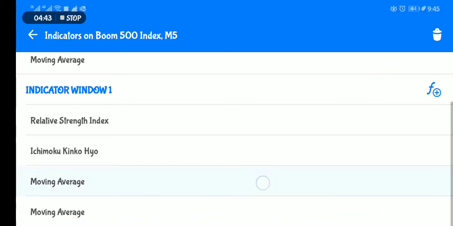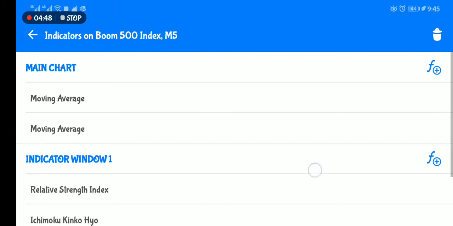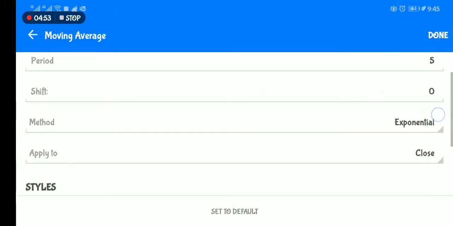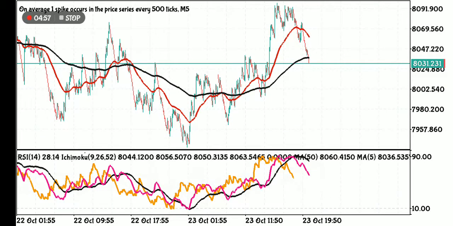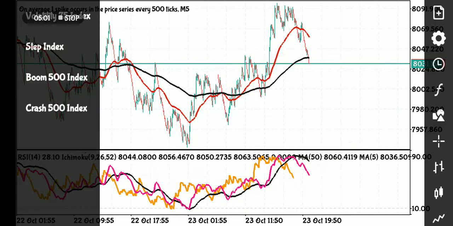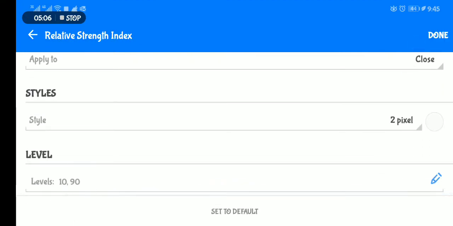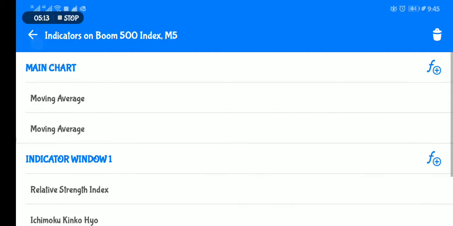Then I had two moving averages. I had added the 50 exponential, any color you like, and also the 5 exponential. I gave that a red. So you can see how the chart looks. Then your RSI, do not forget that the levels are 10 and 90. Let me quickly show you that. My RSI, then you can see the levels. You click here, and you can see 10 and 90. Those are the levels that we are working with.